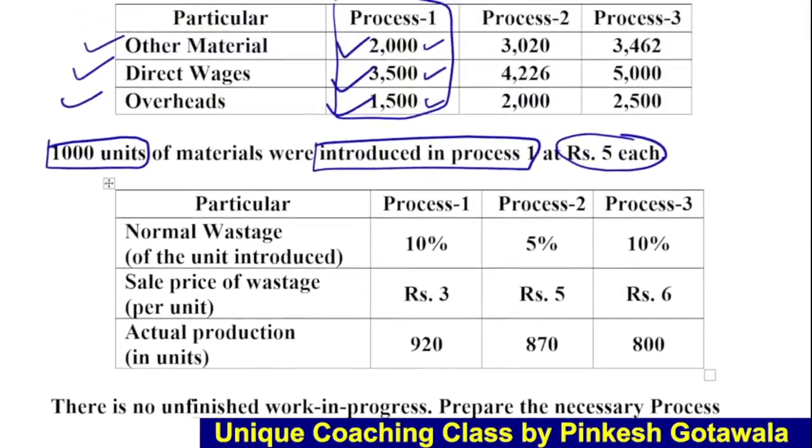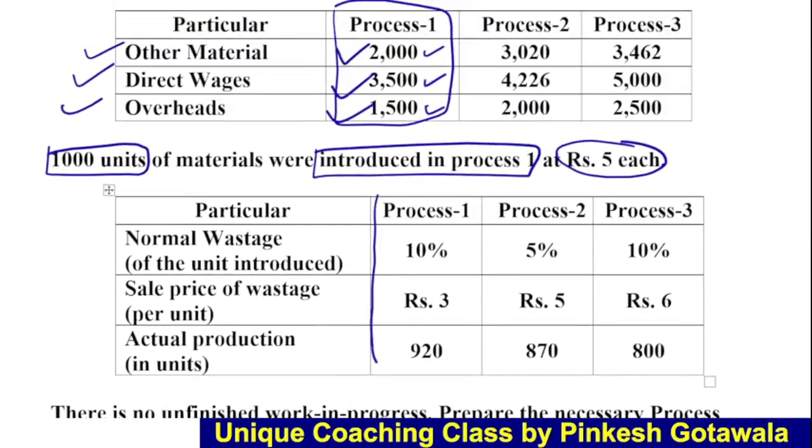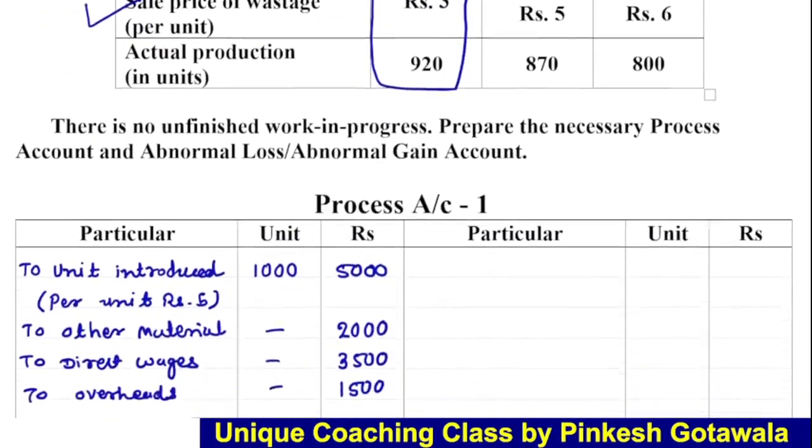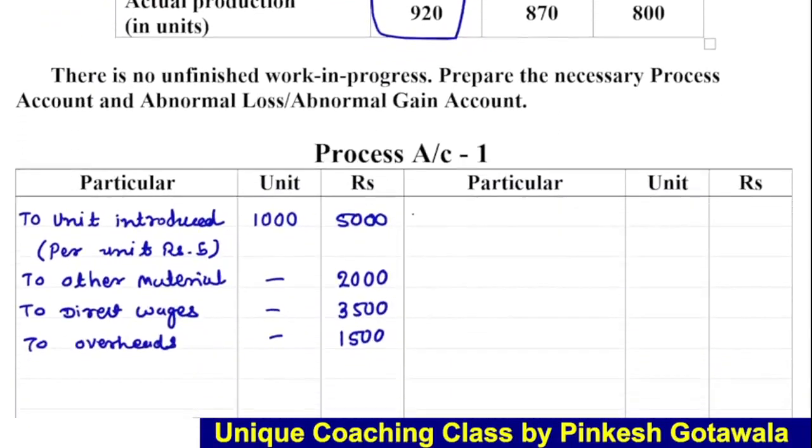Next, that is the second table. This is also about the process 1 information available, and it is about the normal wastage and sales price of wastage. So first of all let's give effect to normal wastage, that is 10%. And I told you this wastage is always on units introduced. So where we give this effect, normal wastage, it will be on the credit side. Normal wastage, how many? 10%. So we should take 10% of what? Units introduced, that is 1000 here.